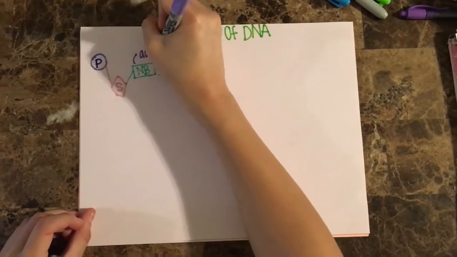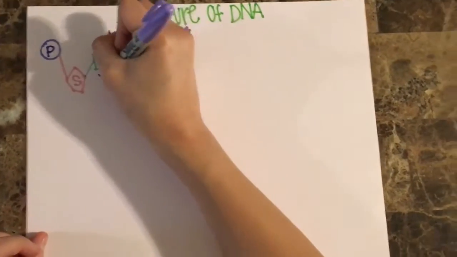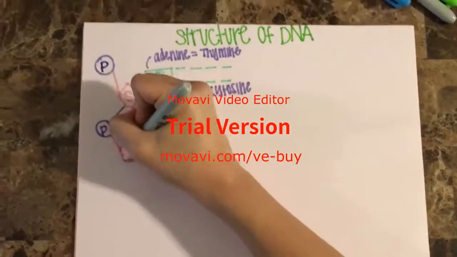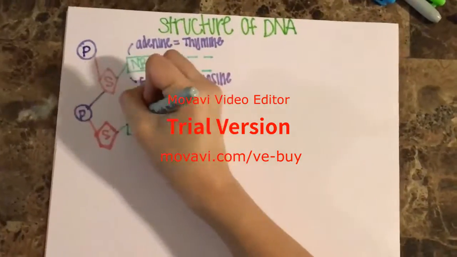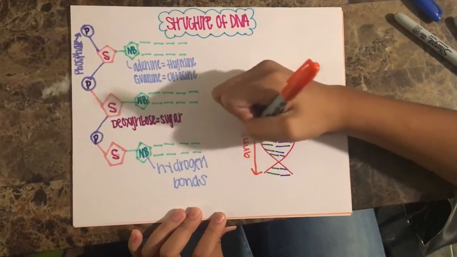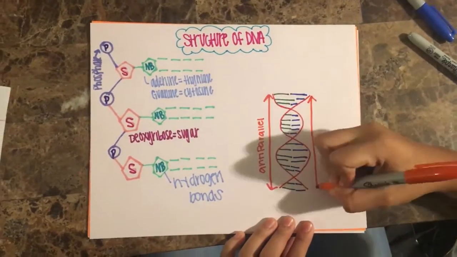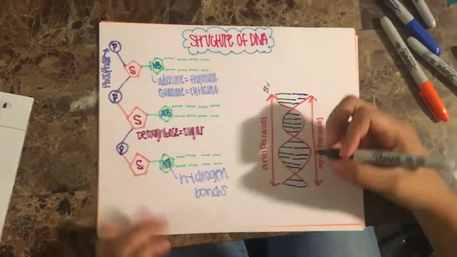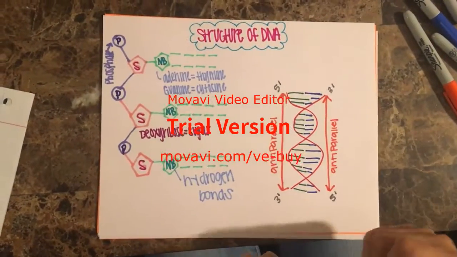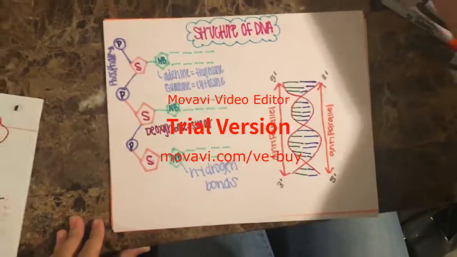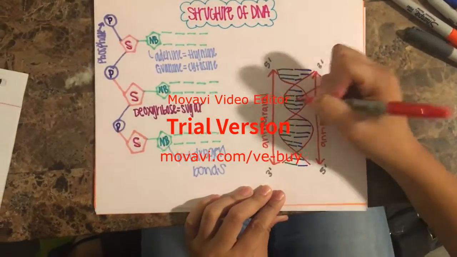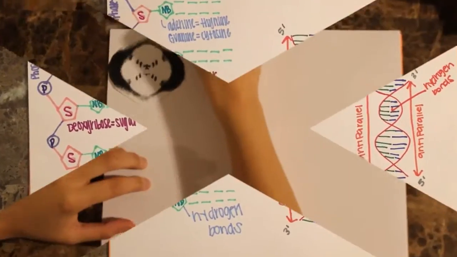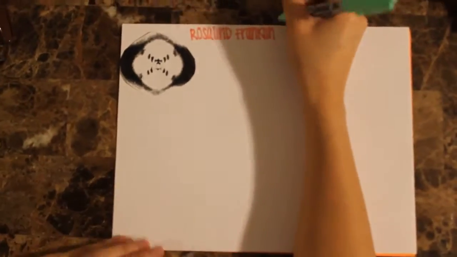Structures of DNA. In the structure of DNA, phosphates, sugars, and the nitrogen bases bind together, and the nitrogen bases are adenine, thymine, guanine, and cytosine. And the main sugar is deoxyribose. In anti-parallel, 5' runs down with 3', and then 3' runs down to 5', and the hydrogen bonds hold the nitrogen bases together.